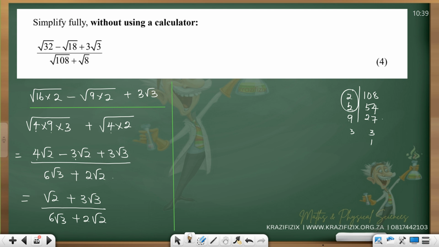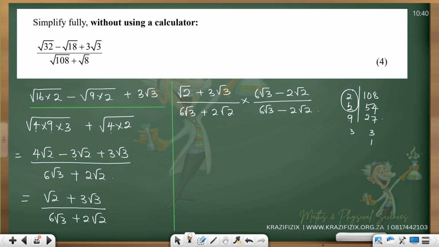So we're just trying to work out small numbers. All right. Now we can look for the conjugate. Root 2 plus 3 root 3 over 6 root 3 plus 2 root 2. What do we multiply by? You are focusing on the denominator because that's where the job is.